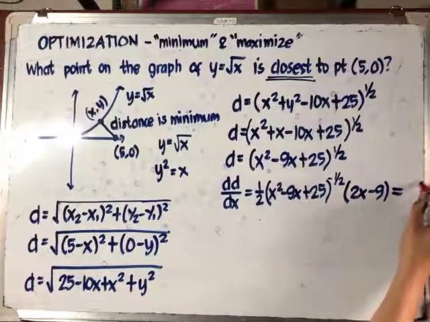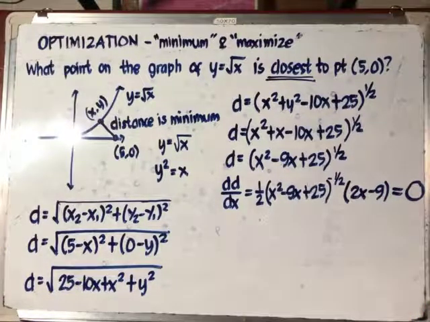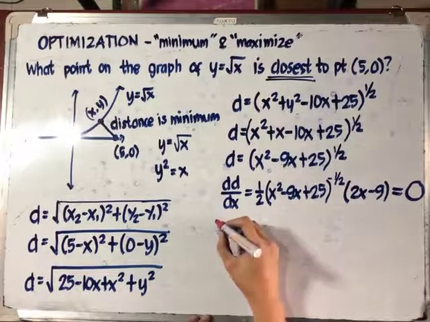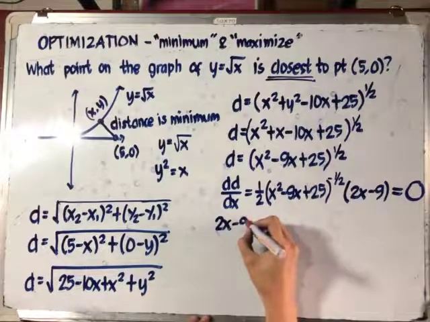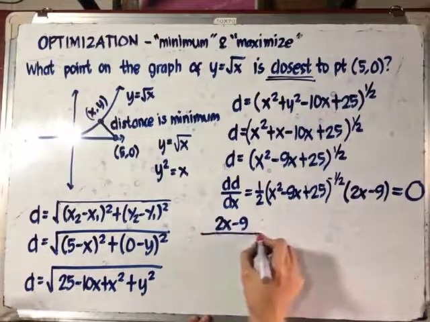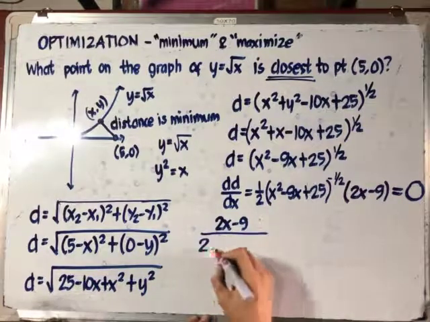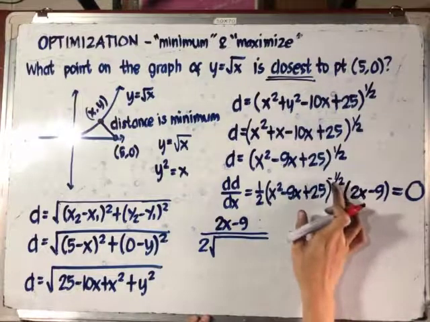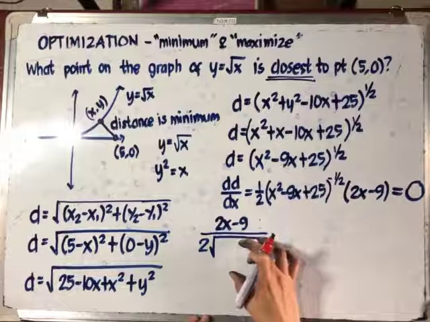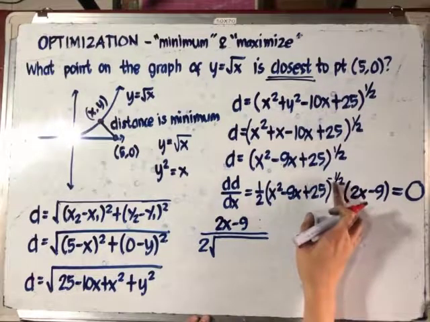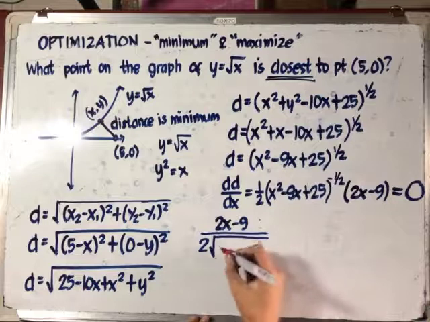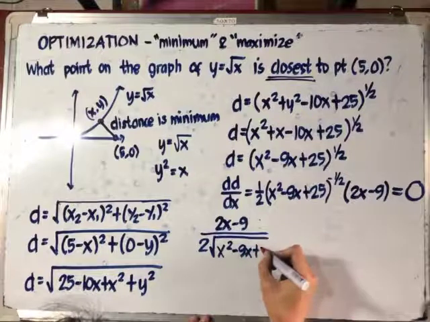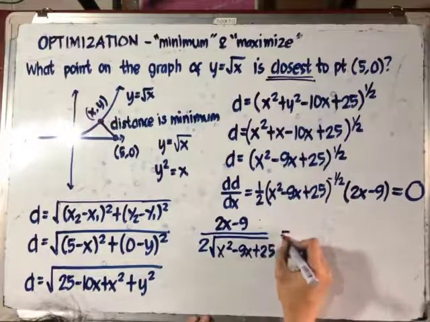And this entire thing should be equal to 0. So I'll rewrite this again. This would now be 2x minus 9 at the numerator, and at the denominator you have 2 times the square root. You bring it down because this is a negative exponent, and put it back as a square root, since 1/2 is a square root actually. That's x squared minus 9x plus 25, and this should be equal to 0.